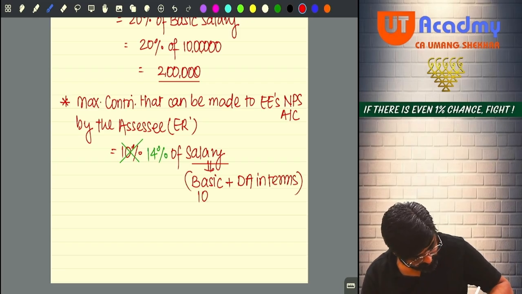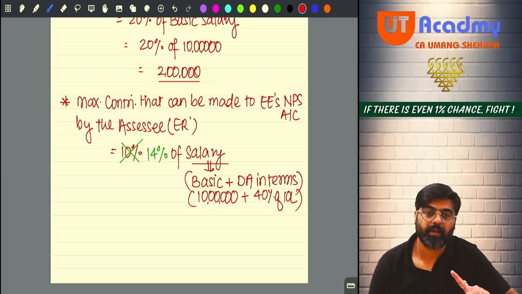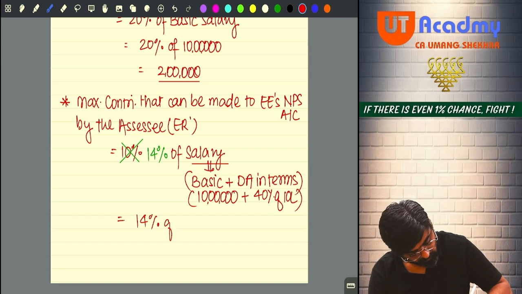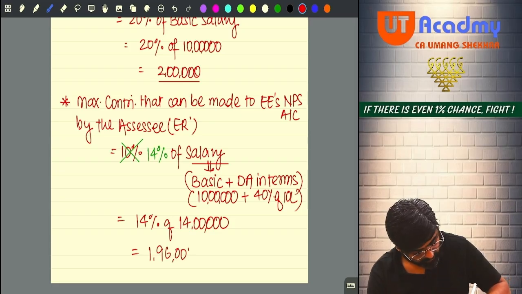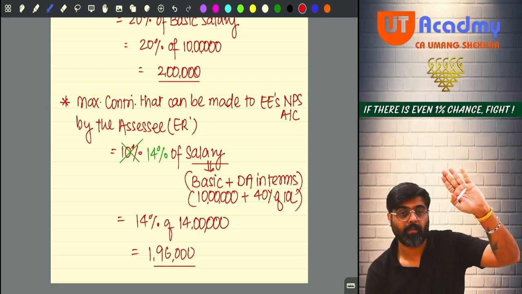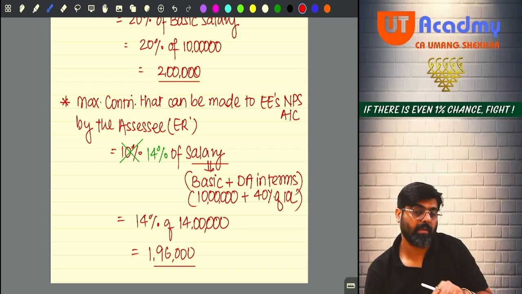Sir, basic is 10 lakhs and DA in terms is 40% of 10 lakhs. So that will be 4 lakh plus 10 lakh will give you 14 lakhs, no? Yes. So 14% of 14 lakhs you will calculate now. That will be 1,96,000. This much amount should be contributed. This is the maximum amount which the employer can contribute. How much is contributing? 2 lakhs.